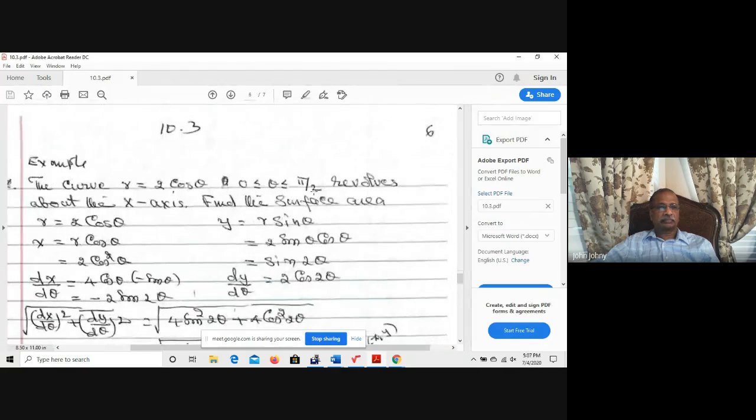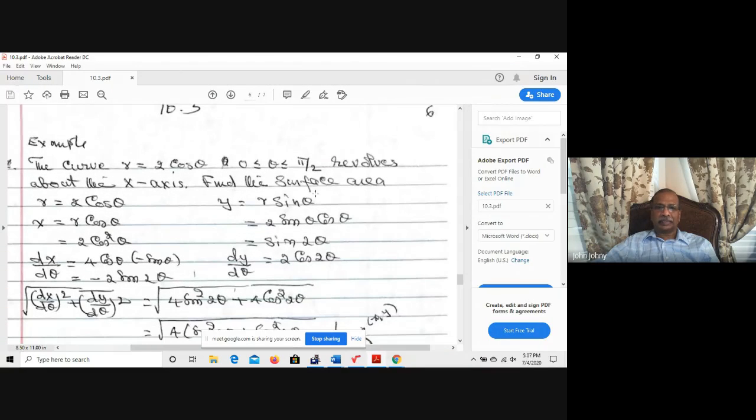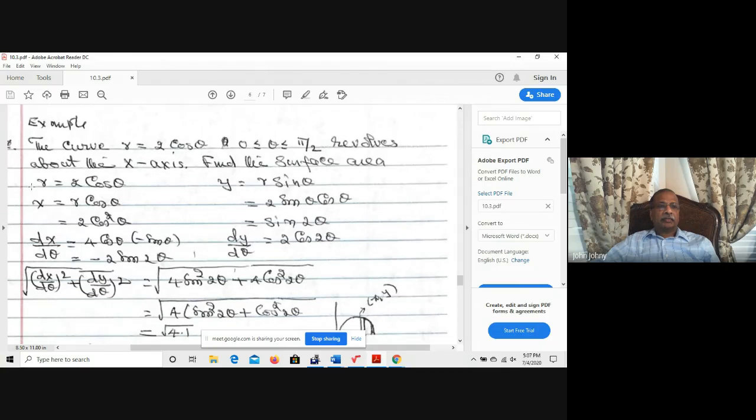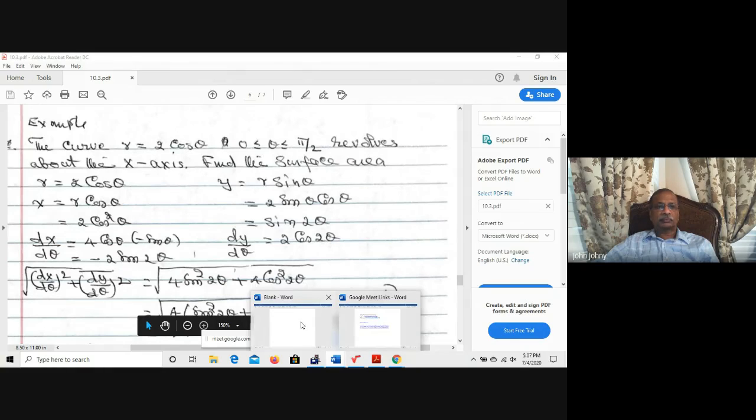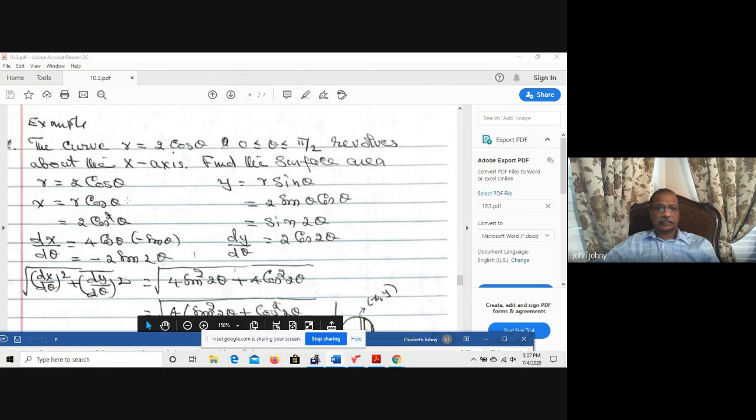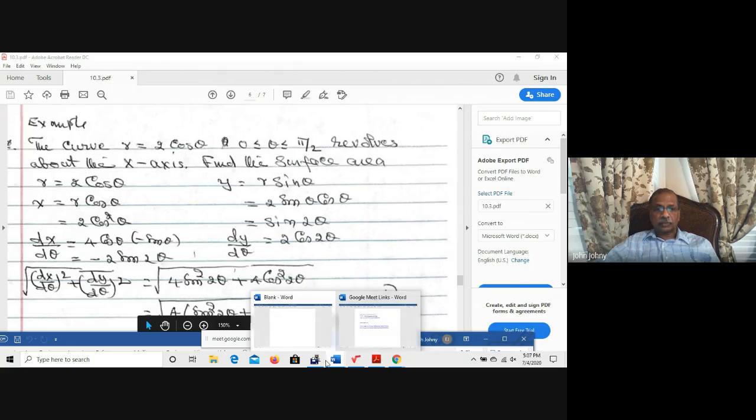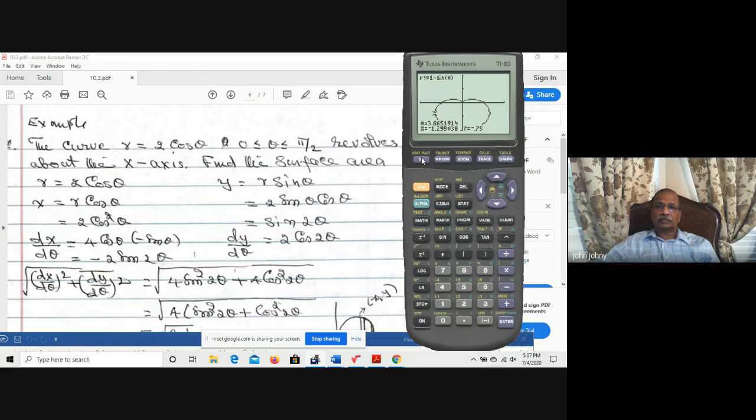And here I have worked out a few examples, not from the book. The curve r is equal to 2 cos theta from 0 to pi over 2 revolves about the x-axis. Find the surface area of the 3D object that is formed. So let us see the graph first. r is equal to 2 cos theta from 0 to pi over 2. So we are going to change the window from 0 to pi over 2.